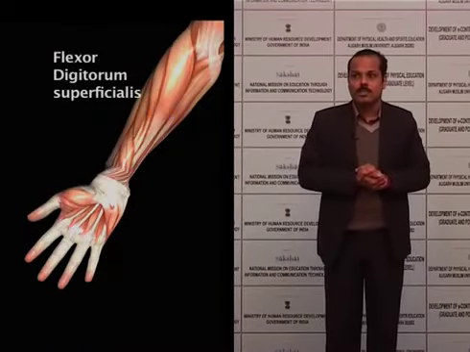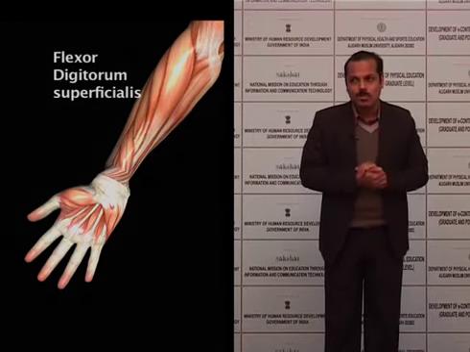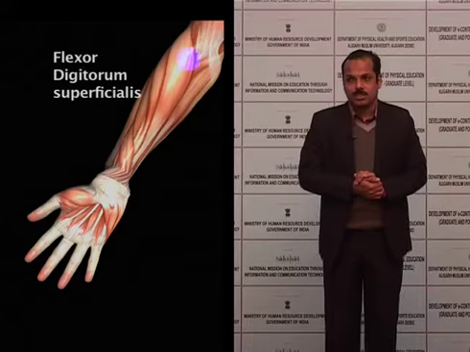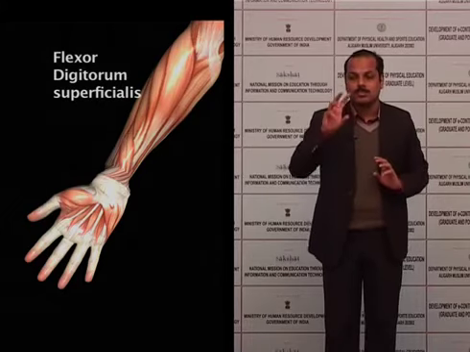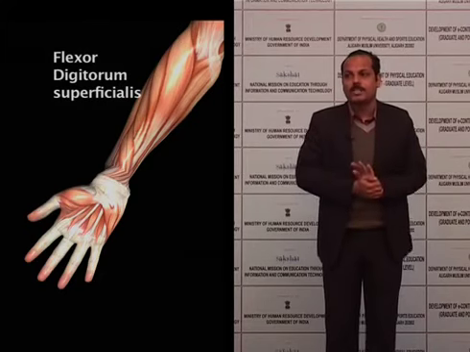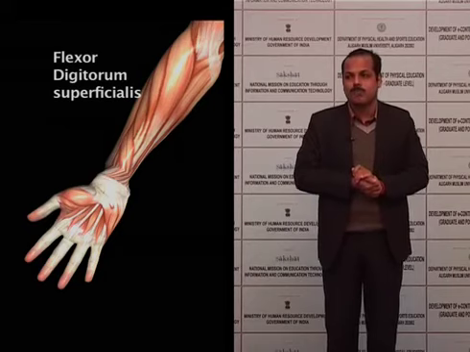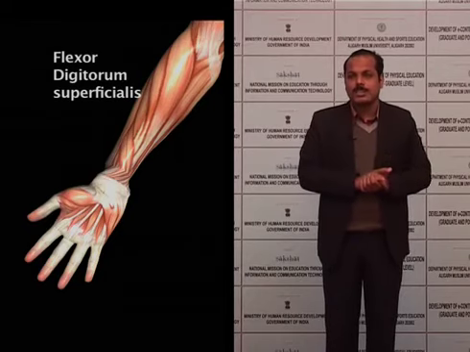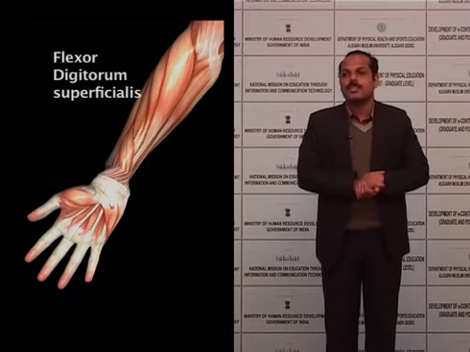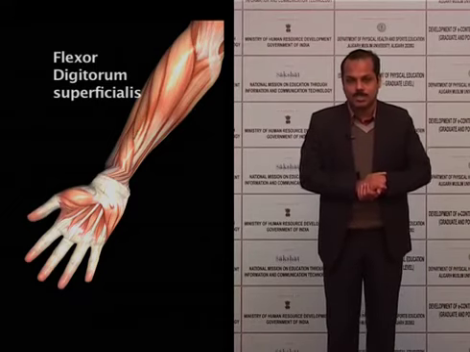Next muscle is the flexor digitorum superficialis. It has two heads, two origins. The first one is a humero-ulnar head. The origin of the humero-ulnar head is from the medial epicondyle of the humerus and the medial margin of the coronoid process of the ulna. The radial head arises from the oblique line on the anterior surface of the shaft of the radius.